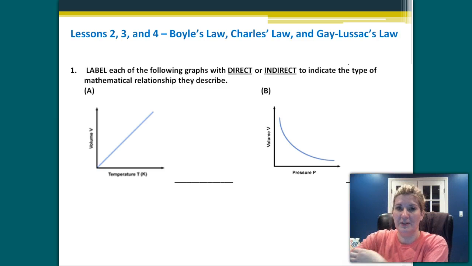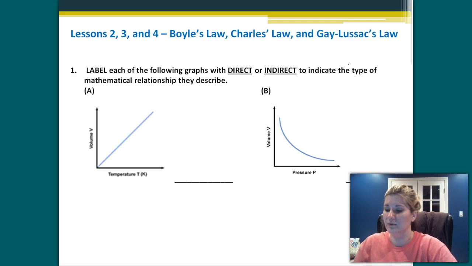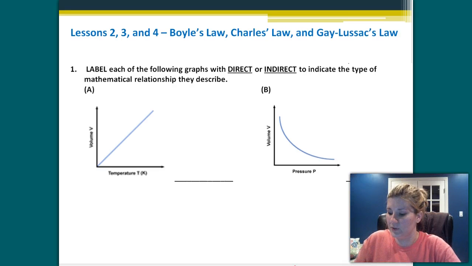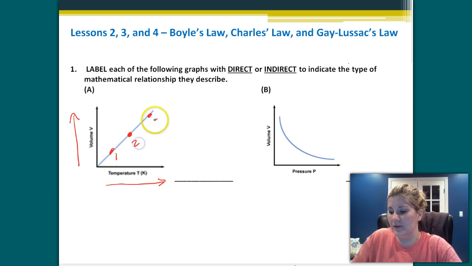So I've asked you to label these graphs as direct or indirect, because this is something you need to know going forward, really. So I want to take you through an actual reasoning to this before I give you the answers. You should look at chart A and B and look at what happens to the temperature or the volume, or either of these variables as we increase. So of course, this is increasing temperature, right? And this is increasing volume. So if we pick some random points on this line, and we say point 1, 2, and 3.